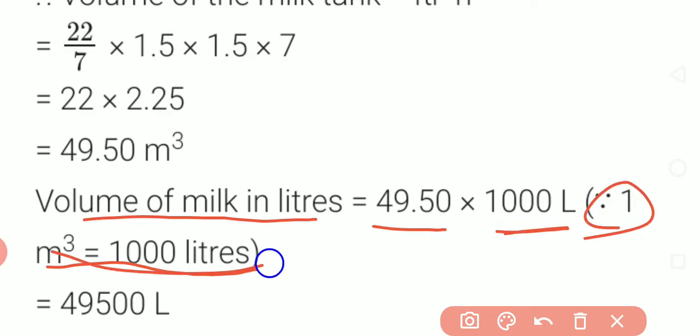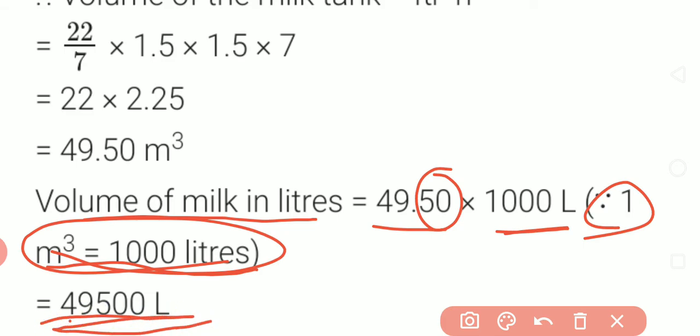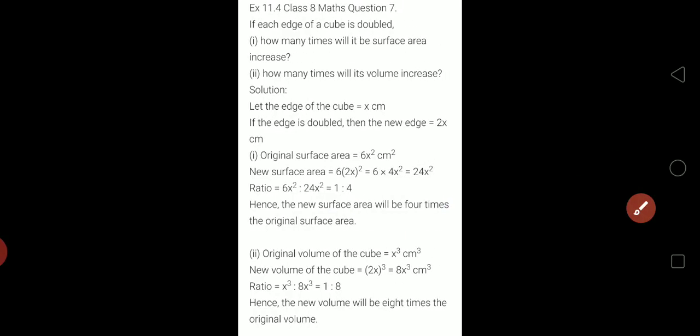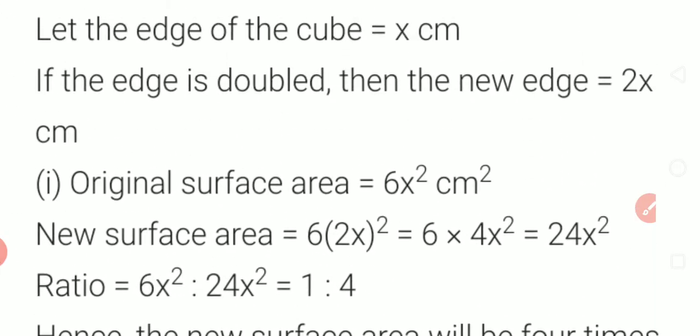Always remember this conversion, right? So if you multiply, you will get this one, because two places are there, you will cut two zeros after the number, and the answer will be 49,500 liters, right? Now come to the next question.